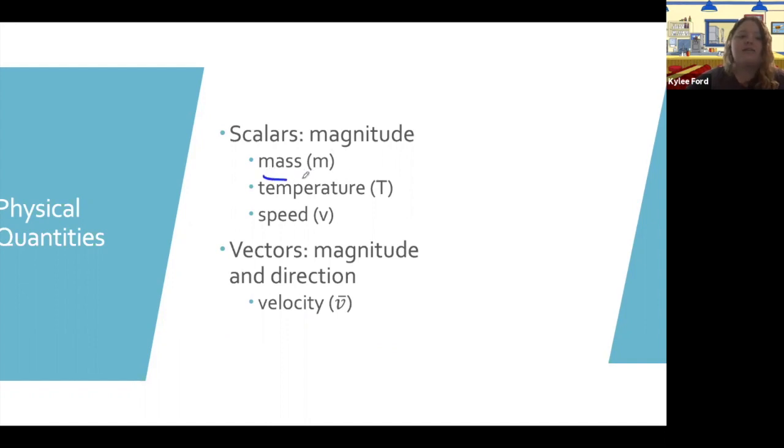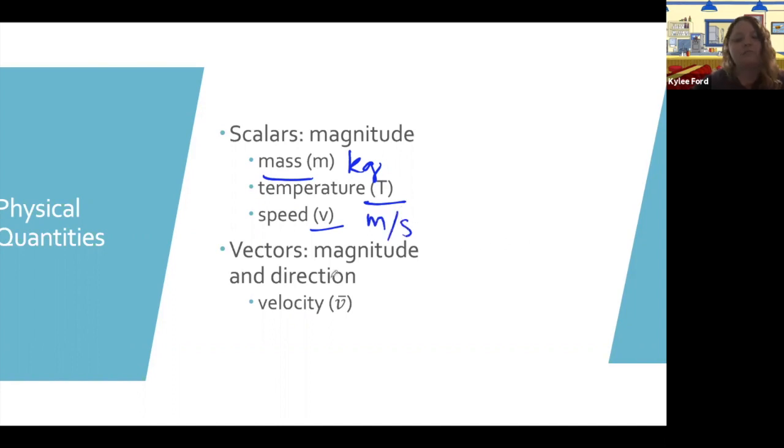Mass is going to be measured again in kilograms typically for us, and that's going to be a scalar. It's just a magnitude. Same thing with temperature, just a magnitude. It's a number. Speed, same thing. I was going to talk about velocity, but then I changed it to speed, and that's exactly because of these definitions here. Scalar, just a magnitude, just meters per second.